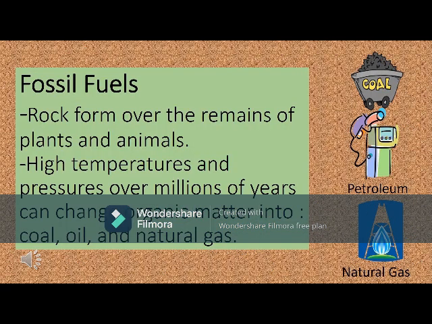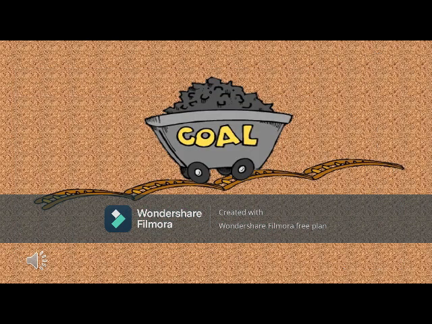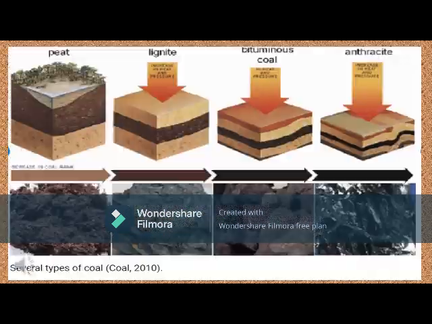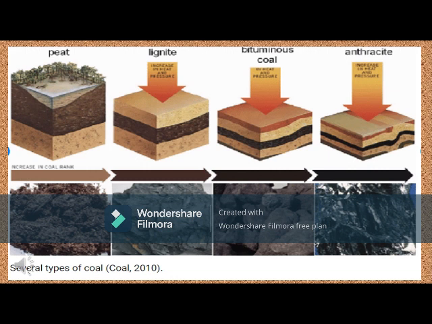Fossil fuels. Rock formed from the remains of plants and animals. The high temperatures and pressures over millions of years can change organic matter into coal, oil, and natural gas. Now we're going to discuss coal. Take a look at the diagram.